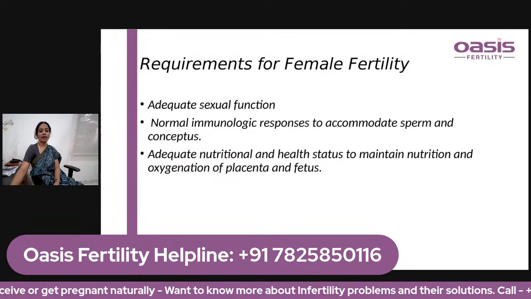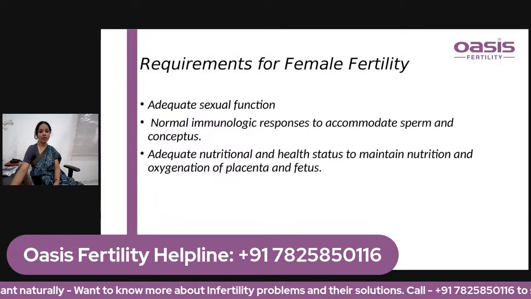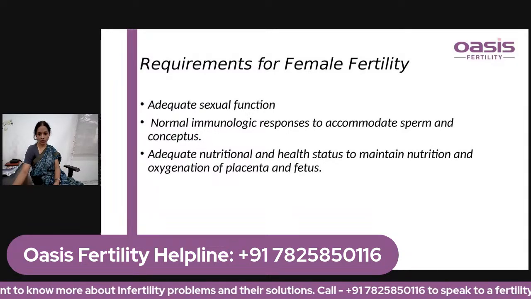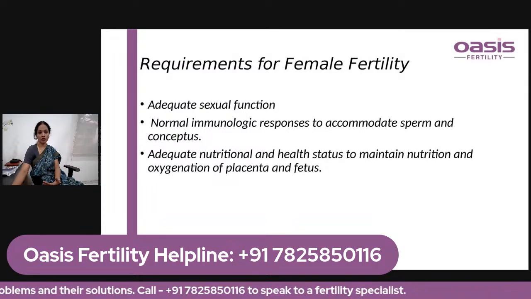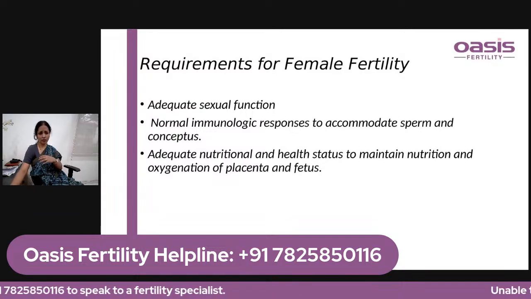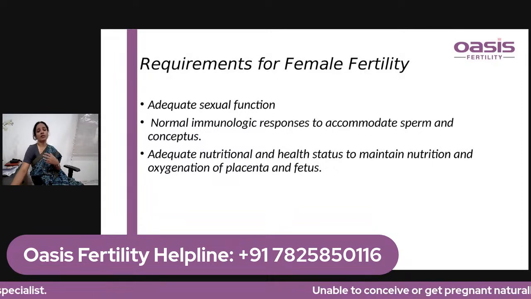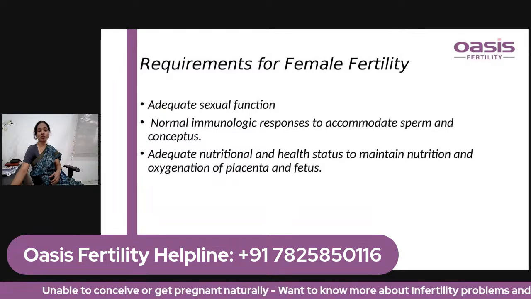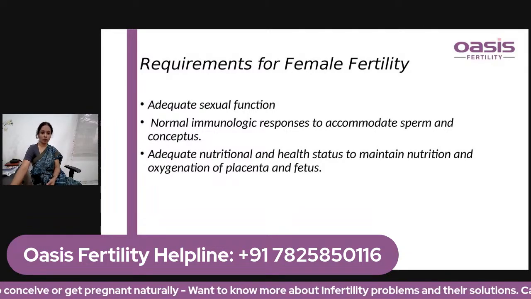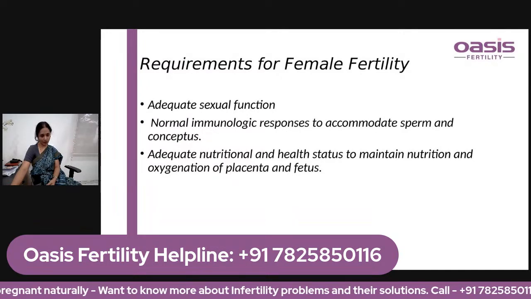Also, we require adequate sexual function in a female, and for a female's body to accommodate the sperm, which is a foreign cell to the female body, and also to accommodate the fetus, which is a foreign antigenic content in the female's body. The female body should mount a normal immunogenic response when she is exposed to the sperm and the fetus. So this immunological health is also important in a woman's body to maintain fertility.